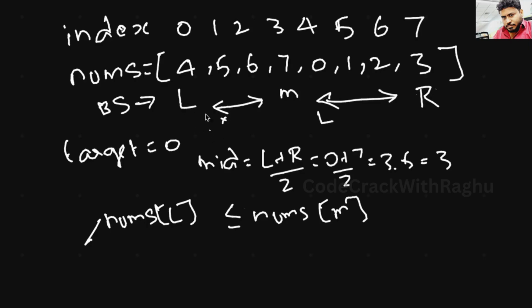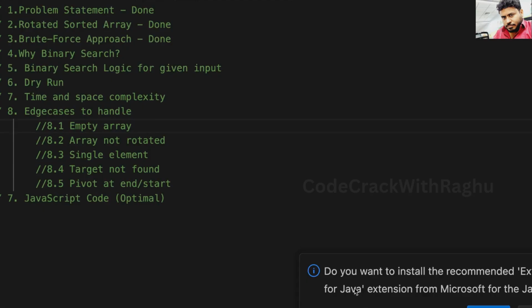We need to check first from L to M whether the values exist or not. If that is not found, then we can go for M to R. This is the approach we are going to follow, and I will explain it through the given input, iteration by iteration, so you can get a clear idea, and after that I will write a coding solution. So now we are done with the binary search, why we are applying it, and the logic.